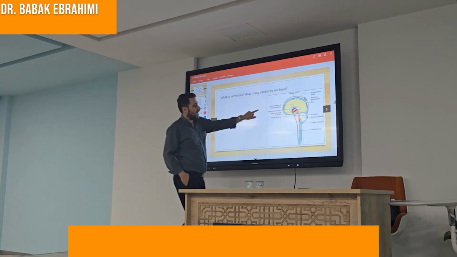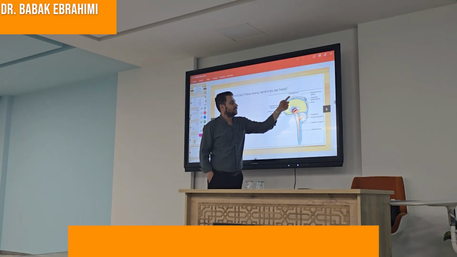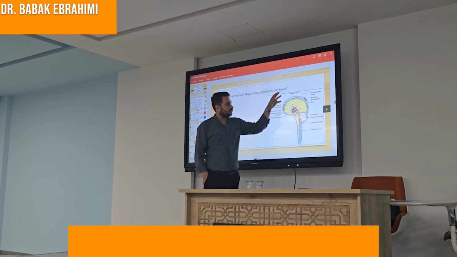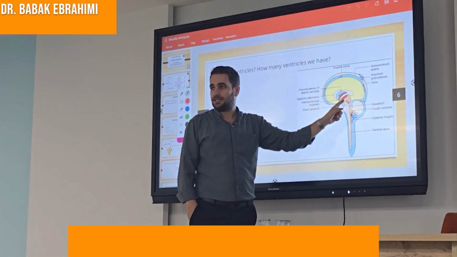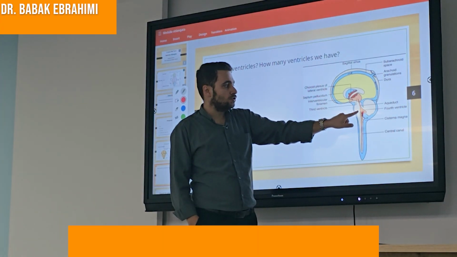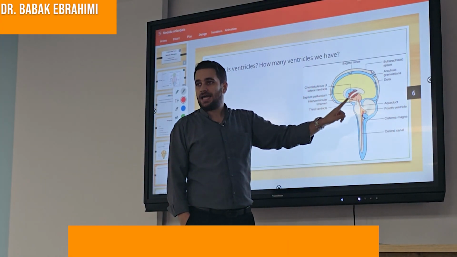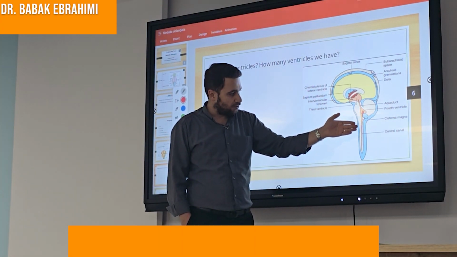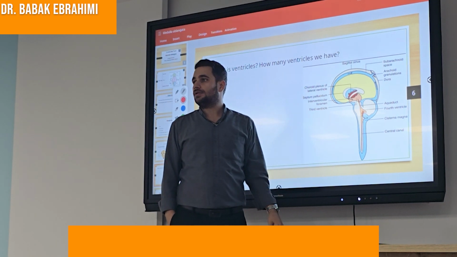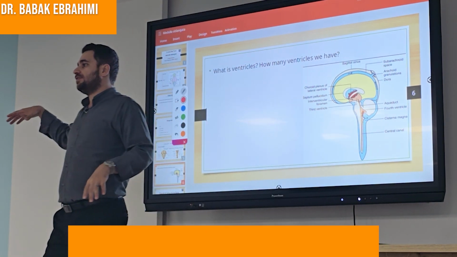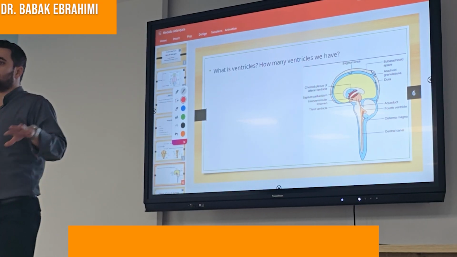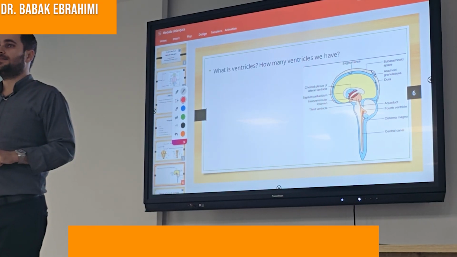So we have 2 lateral ventricles. They secrete the cerebrospinal fluid. It comes to the 3rd ventricle, then comes to the 4th ventricle. And after that, the cerebrospinal fluid comes to the spinal cord. This 4th ventricle is located between the cerebellum and the medulla oblongata and pons.